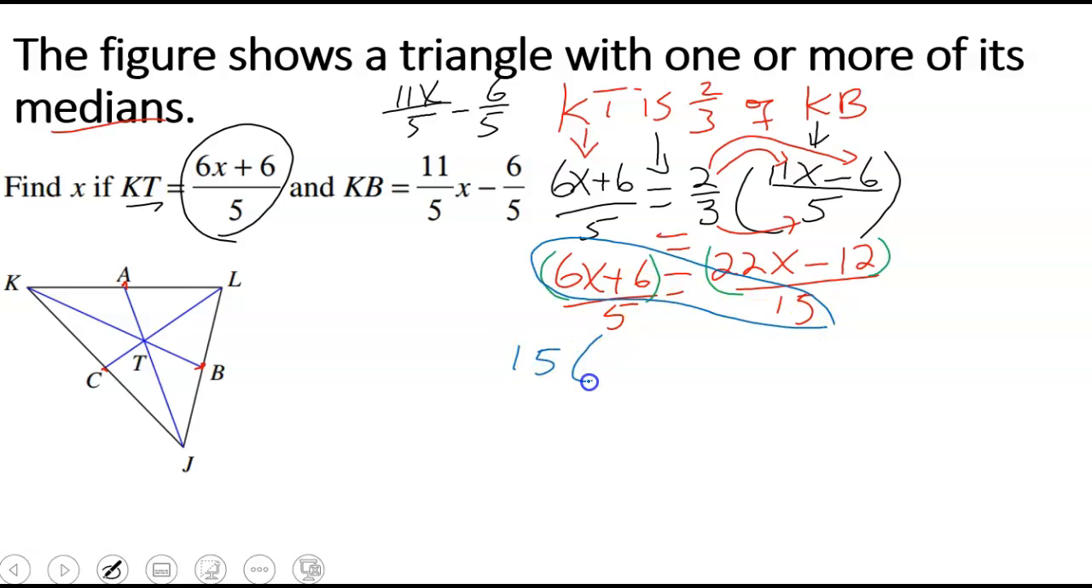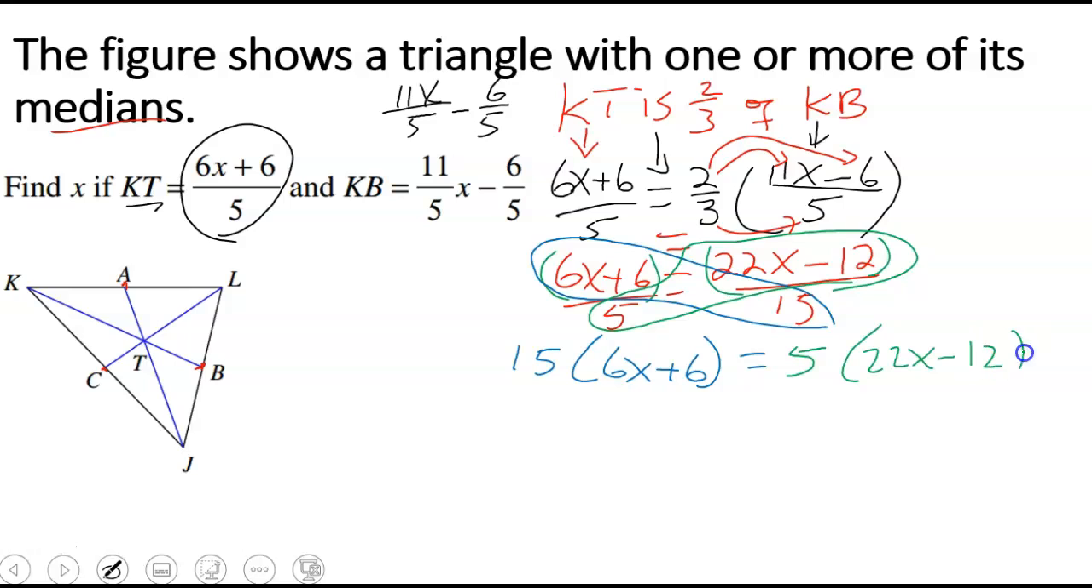So 15 times 6x plus 6 equals, and if we cross multiply this one, we have 5 times 22x minus 12. Okay, so we can do the same thing and distribute these.